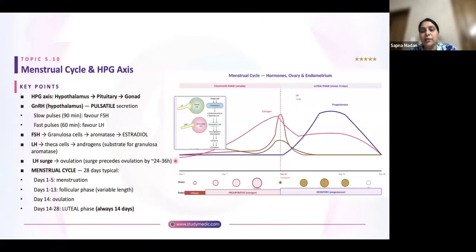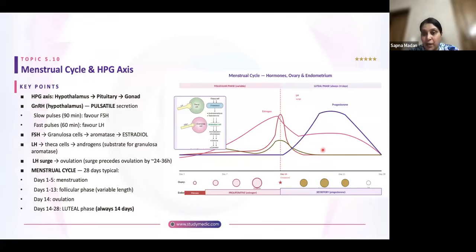The first half of the cycle is predominated by estrogen, okay, and this estrogen is under the secretion of FSH. Then the LH will start rising, and the second half of the cycle is predominated by progesterone. Okay, so this graph is very important.